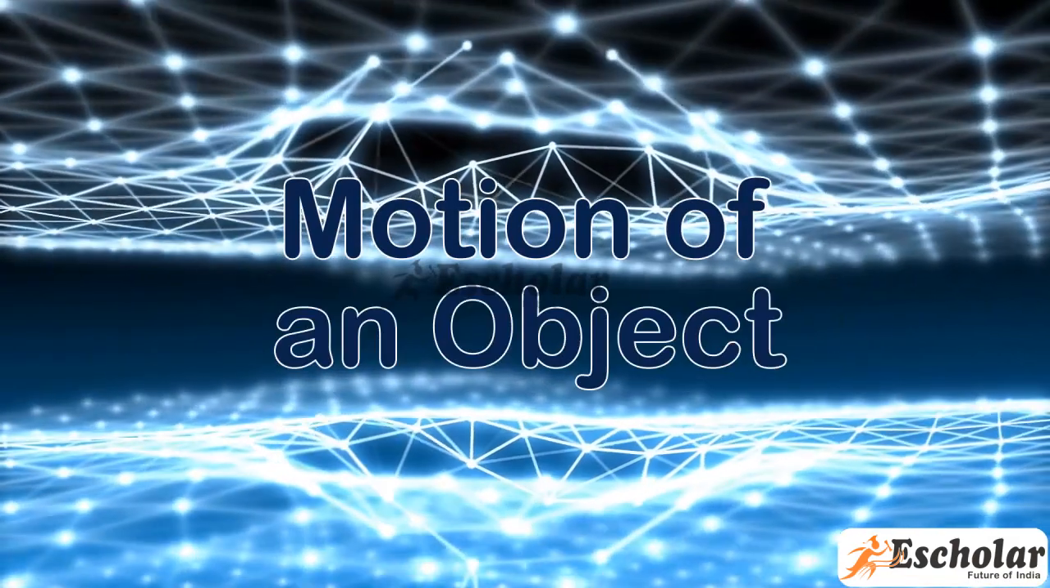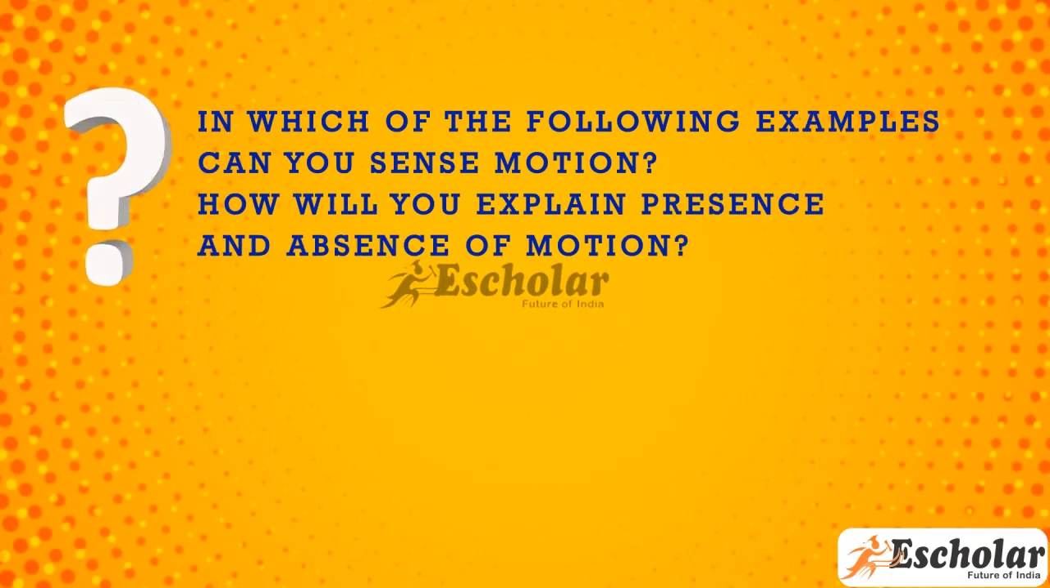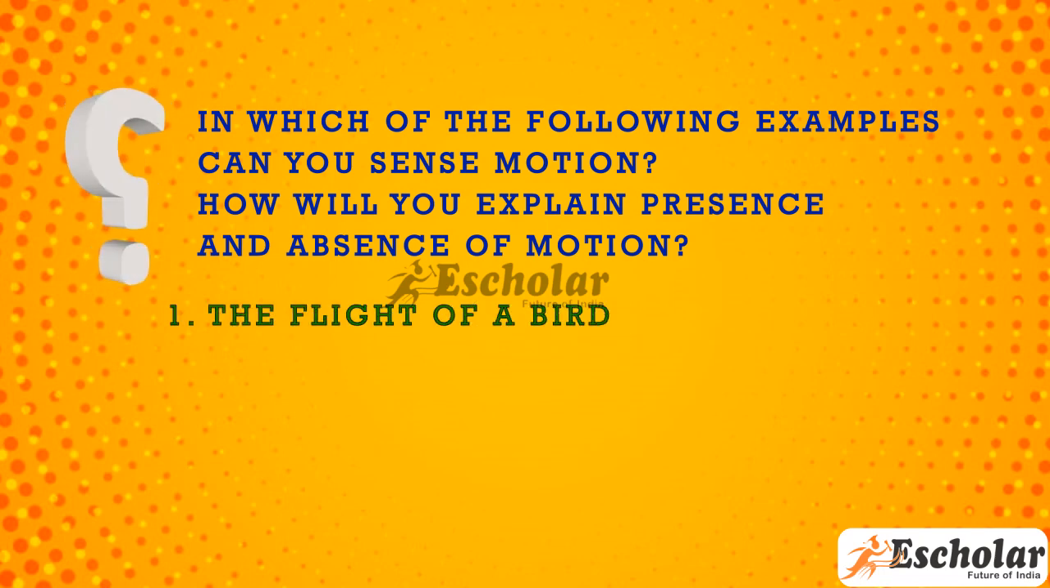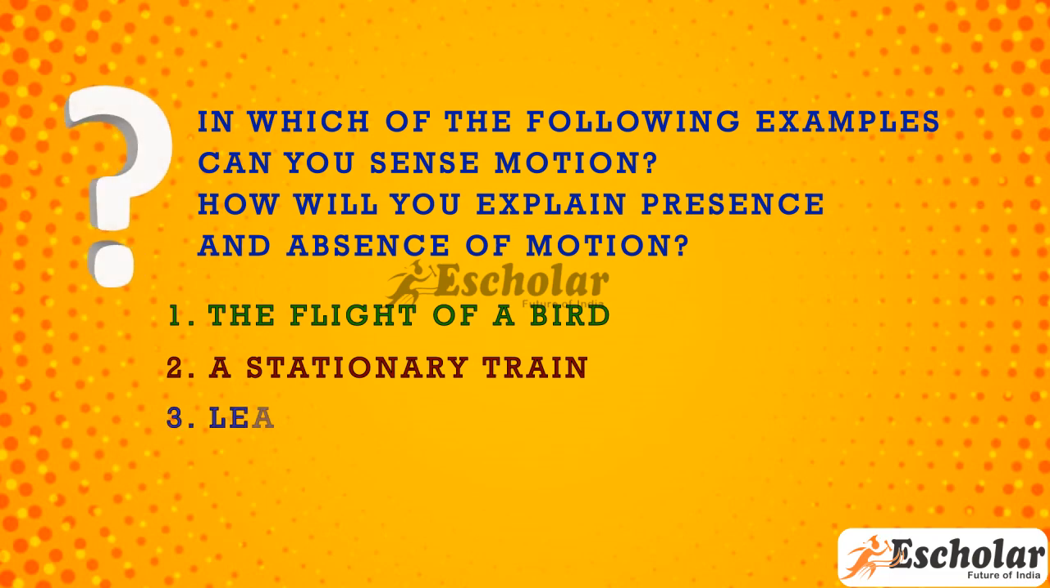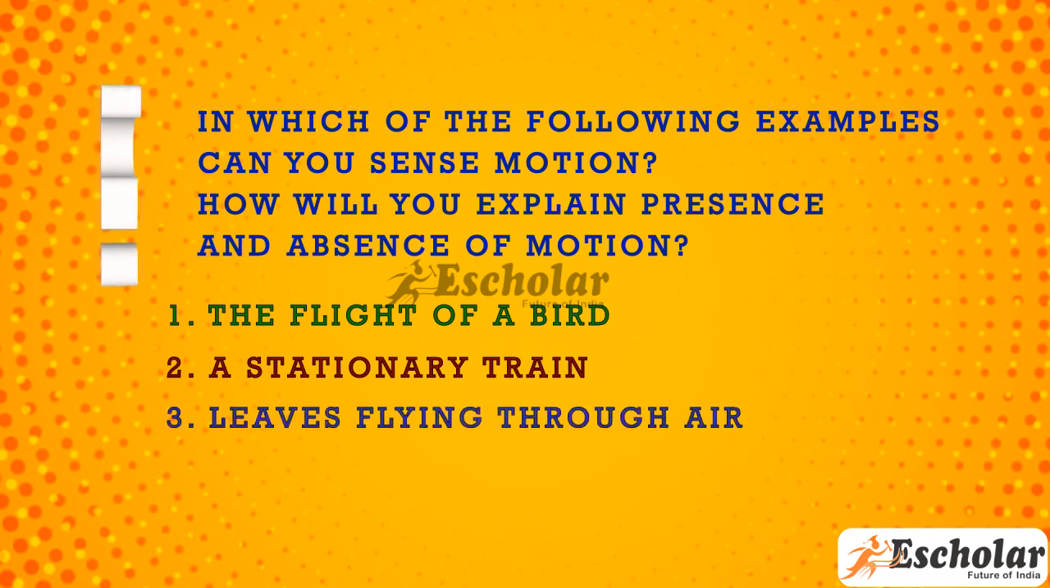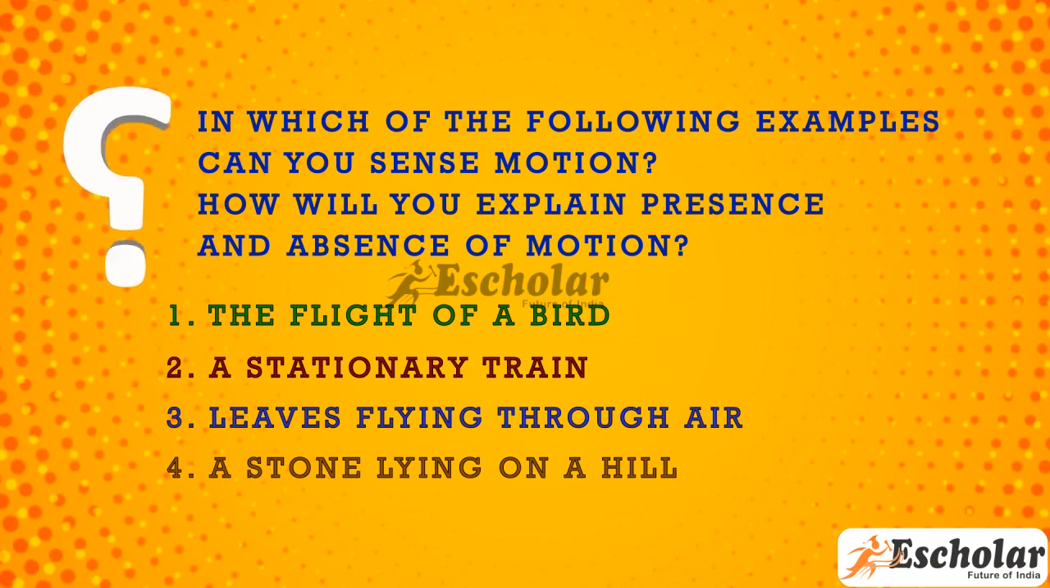Motion of an object. Can you tell? In which of the following examples can you sense motion? How will you explain presence and absence of motion? Number 1. The flight of a bird. Number 2. A stationary train. Number 3. Leaves flying through air. Number 4. A stone lying on a hill.